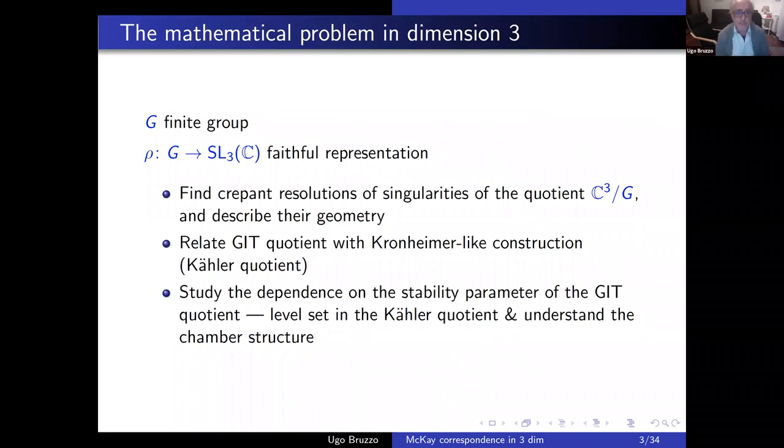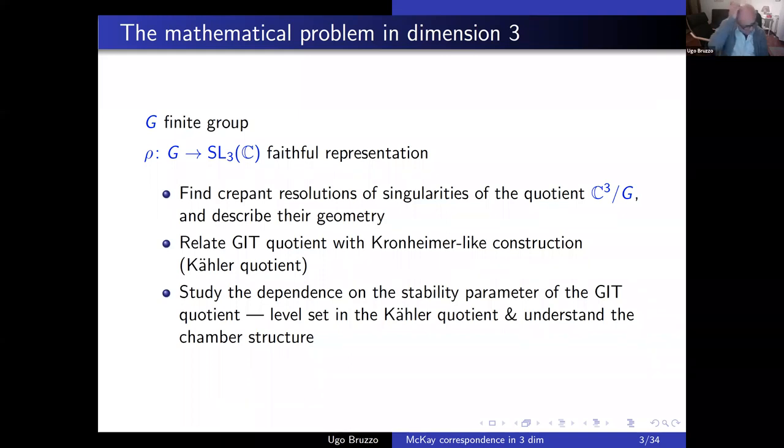The mathematical problem, or at least part of the problem, is the following. We have a finite subgroup of SL3C, which we call G. And then we take the quotient C3 mod G, the affine quotient. And then we want to find possibly crepant resolutions of singularities of this quotient, and we want to describe the geometry. The gist of the McKay correspondence is that the geometry of this desingularization is fully encoded in the group G, in particular in the representations of this group G.